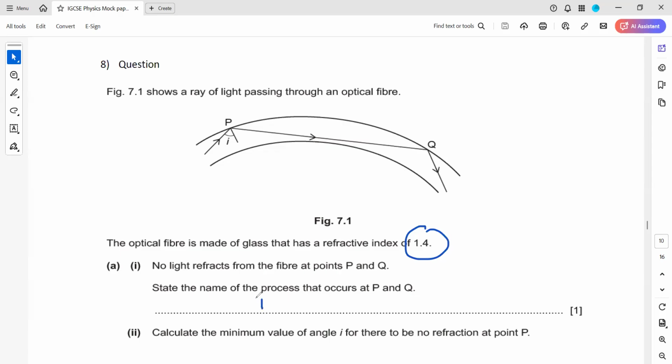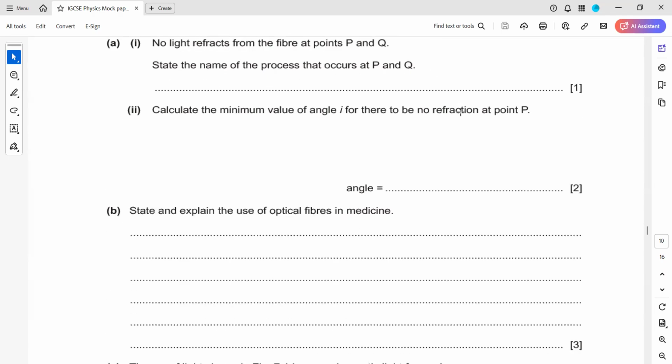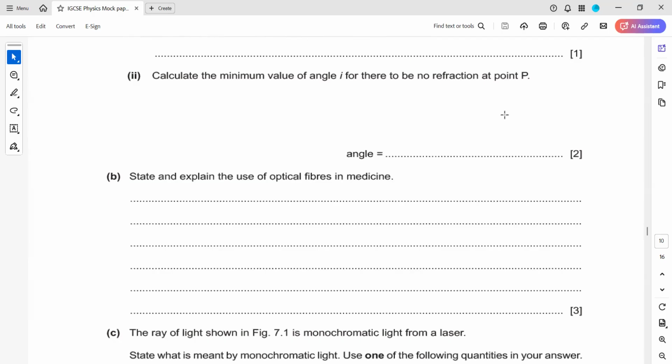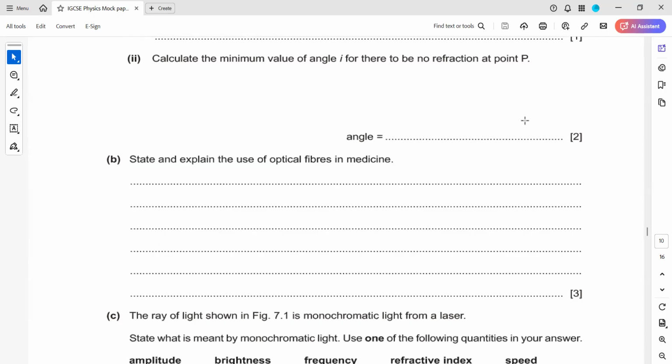So what do we call this process? We call that total internal reflection, because light undergoes total reflection when the angle of incidence is greater than the critical angle. Then calculate the minimum value of the angle of incidence for no refraction to occur.